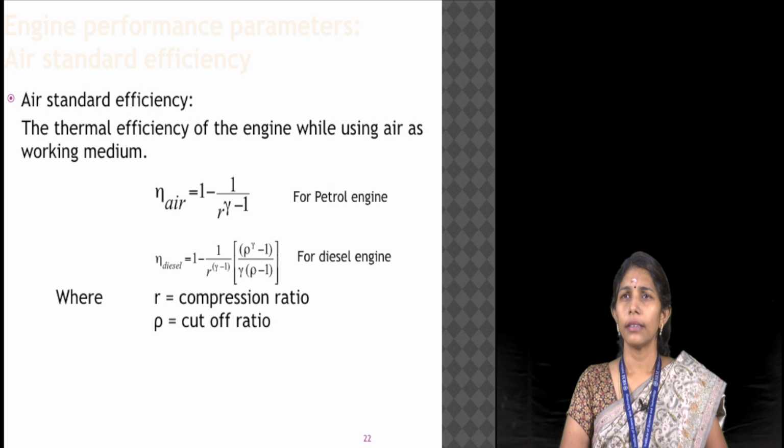The air standard efficiency is the ideal efficiency when air is used as the working medium. And there's also one more assumption that the compression and expansion are isentropic. So here we see that the air efficiency for a petrol engine is 1 minus 1 by r to the power gamma minus 1, where r represents the compression ratio. In case of a diesel engine, we have one more term called the cutoff ratio. So the compression ratio and cutoff ratio decide the efficiency in case of a diesel engine.